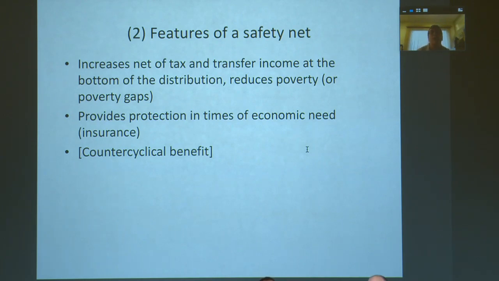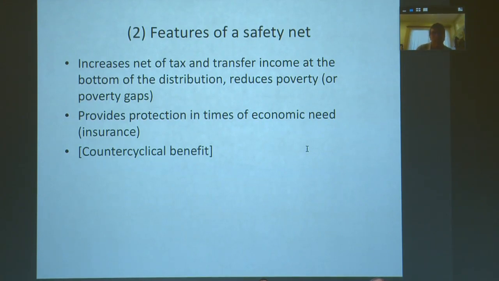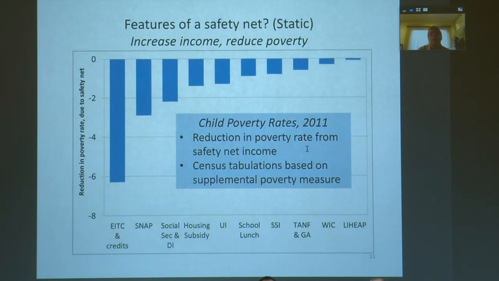So what do we think a safety net should do? We think it should increase resources at the bottom of the distribution and reduce poverty or reduce poverty gaps. It should provide protection in times of economic need, and it should be a counter-cyclical benefit, okay? So this chart shows child poverty rates for 2011, and in a static sense, it shows reductions in the poverty rate from safety net income using the supplemental poverty measure. So this does not incorporate any behavioral characteristics, but it gives you a sense of, if you take people and you take away the income of this particular type, what would be the change in the poverty rate?